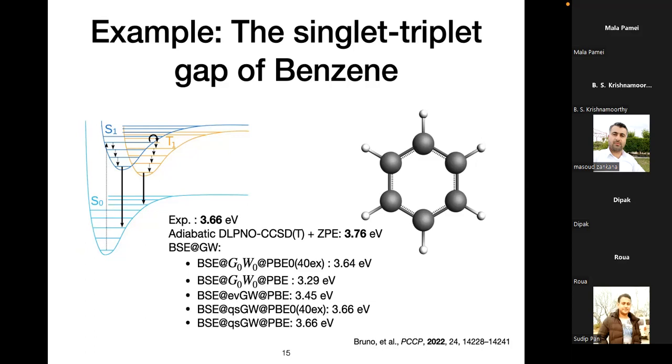Of course, you cannot always count on it. It might be different for larger molecules. You might need smaller amounts of exact exchange. And if I didn't show that today, but if you would do the same calculation with PBE as a starting point and not with PBE0, you would also get 3.66 eV. So bottom line, if you do quasi-particle self-consistent GW, you don't need to worry at all about your starting point.